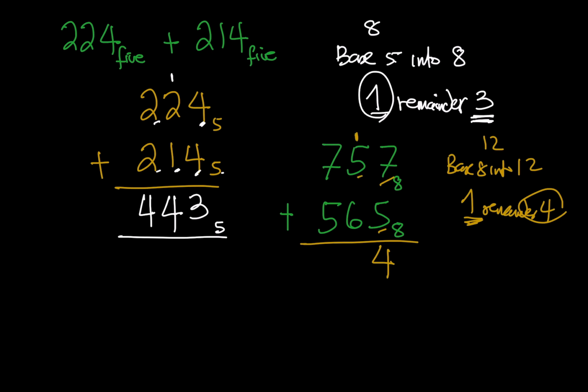We add the 1 to the 5, we get 6. The 6 plus the 6, we get 12 again. And it's always 1 remainder 4, right? So we write a 4 again, and then this 1 will come up here. So that 1 plus the 7 is 8. 8 plus the 5 is 13.